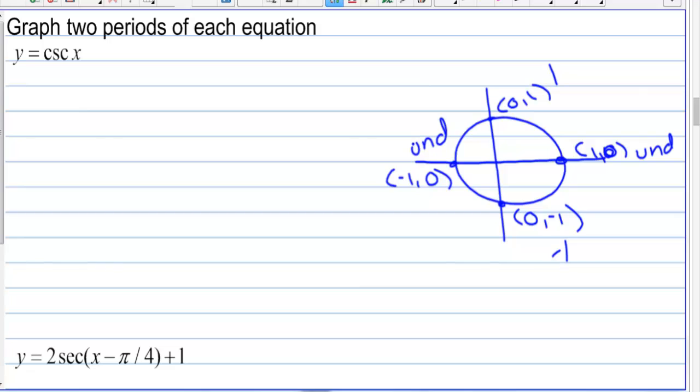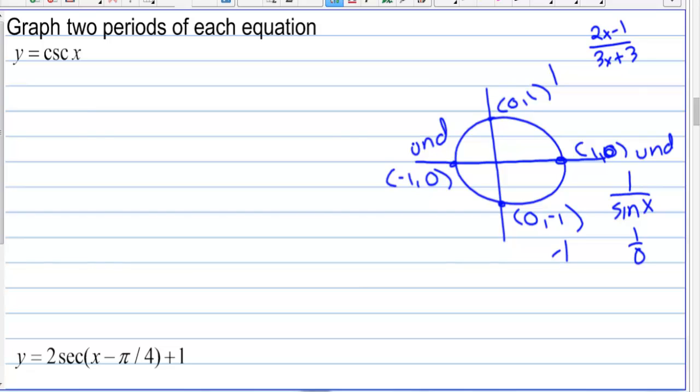Now, what does undefined mean as far as the graph is concerned? Well, remember, cosecant is 1 over the sine of, in this case, x. If sine is 0, then you have 0 in the denominator. And if you go back to our rational functions, where we had 2x minus 1 divided by 3x plus 3, we had horizontal asymptotes, vertical asymptotes, x-intercepts, y-intercepts, all this kind of stuff. And vertical asymptotes happened where the denominator was 0. Well, that doesn't change just because it's sine.